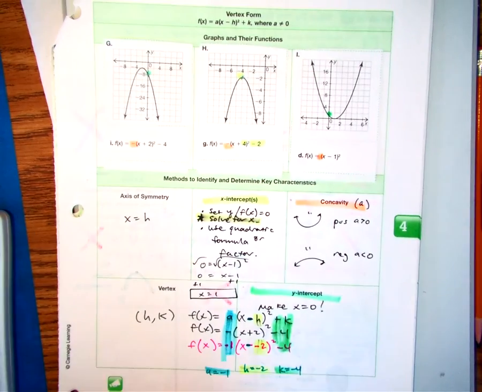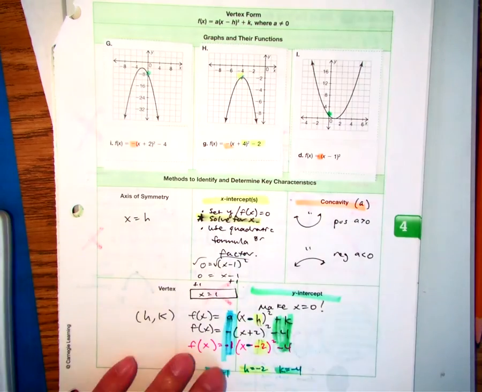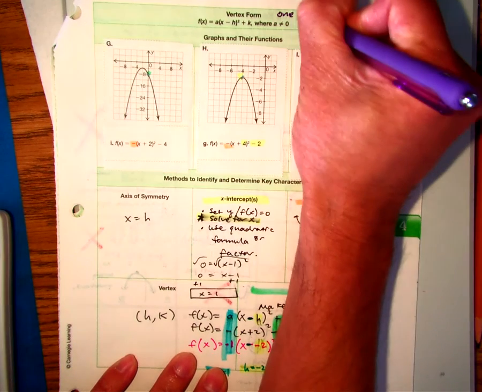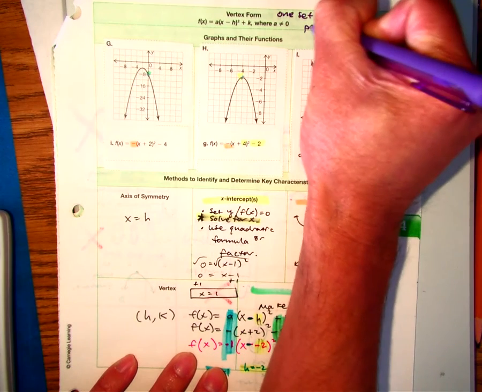The last one's called vertex form. Class, how do you know it's a vertex form? One set of parentheses. Okay, it is a trick.